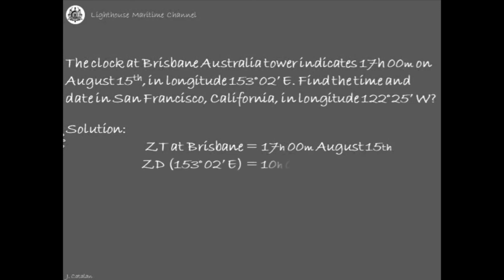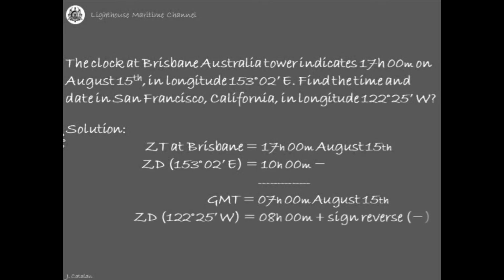Zone description, at longitude 153 degrees and 2 minutes east, is equal to 10 hours and 0 minute, negative. The result is the Greenwich Mean Time, which is equal to 7 hours and 0 minute, dated August 15. Zone description, at 122 degrees and 25 minutes west, is equal to 8 hours, 0 minutes, positive. Sign reverse, and it will become negative.